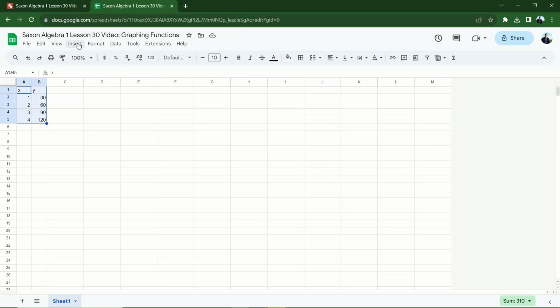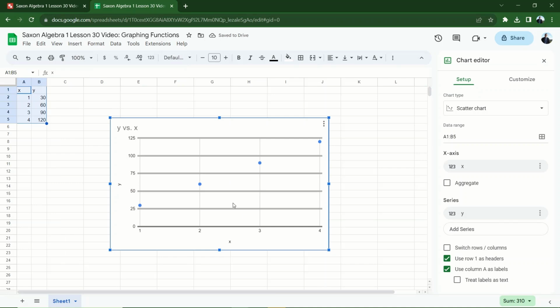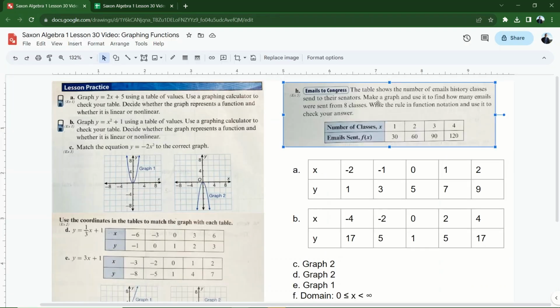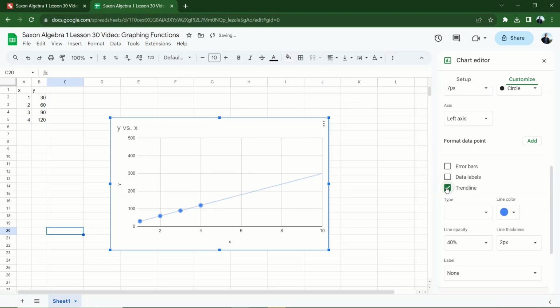Now normally I'd be graphing this on graph paper, but I can easily graph this using this. One of the instructions was that I need to figure out how many emails were sent from 8 classes. What I'm going to do is click on my data. Once I have my data selected, it lets me choose to add a trend line. And that's what I'm going to do. This is going to add a line that goes through all of my points. And this is the closest I can get to actually graphing a line in Excel.